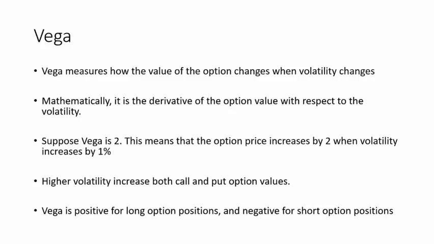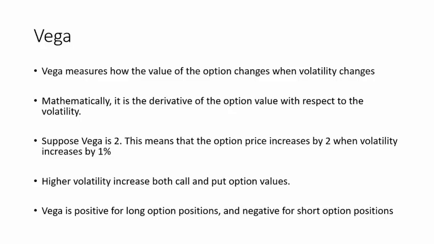Okay, the next Greek is called Vega. As I said, Vega is the only one of these that is not a Greek letter. I don't know why it's still lumped in the category of Greeks, but it is. Vega measures how the value of the option changes when volatility changes.